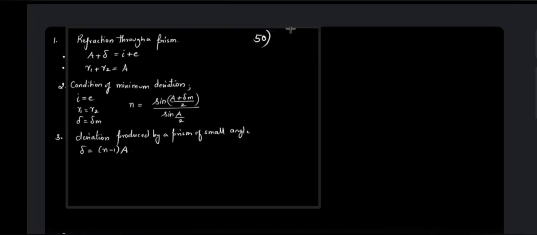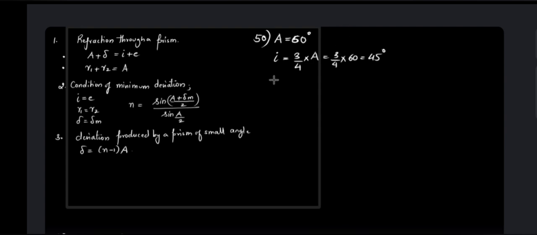Next is question number 50. A ray of light passing through an equilateral triangular prism, so the angle of prism is 60 degrees, from air undergoes a minimum deviation. So there is a condition of minimum deviation over here. When the angle of incidence becomes equal to 3/4 of the angle of prism, that is 3/4 of 60 degrees, which is 45 degrees. So the angle of incidence is given to us as 45.